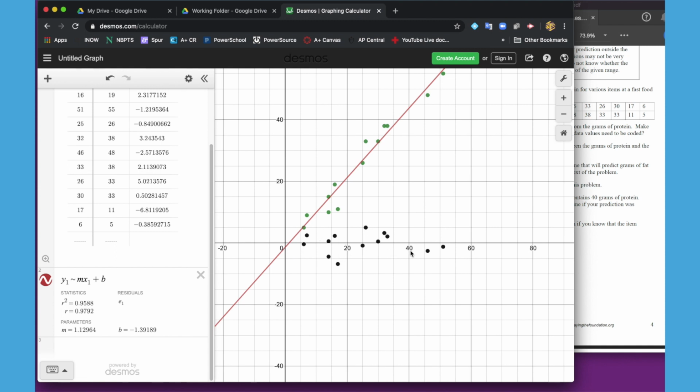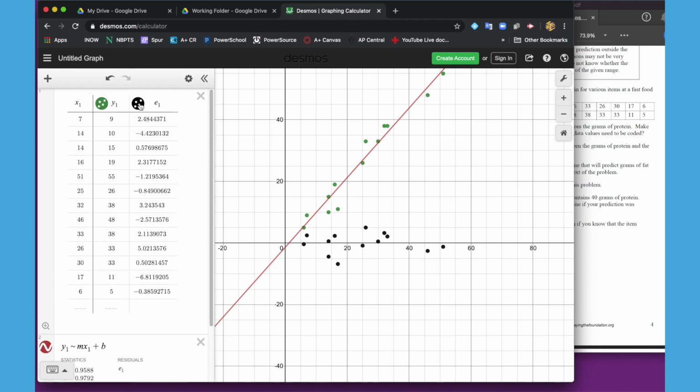But this residual graph shows definitely that we have that, and it's all right here on the graph. I really like that we can turn off the residual by just clicking on that dot, or turn off those and turn on the residual, back and forth. So I hope this helps with your bivariate data in Desmos. Very easy to use, and I think very beneficial for you and the students.